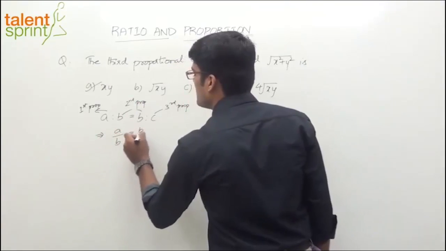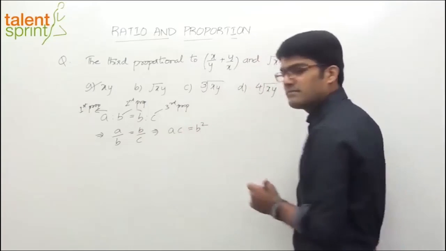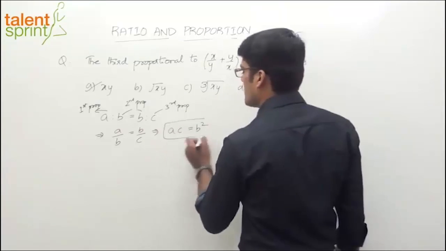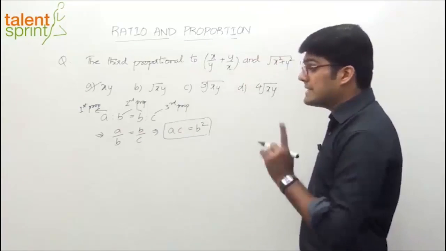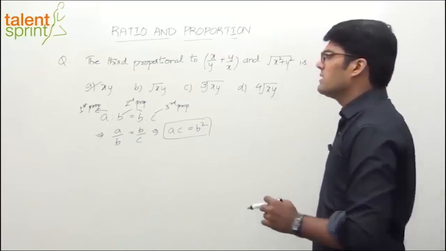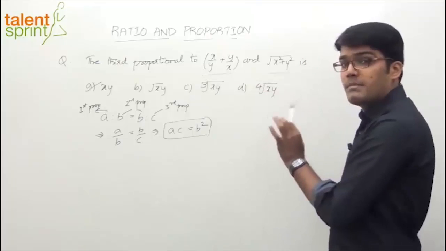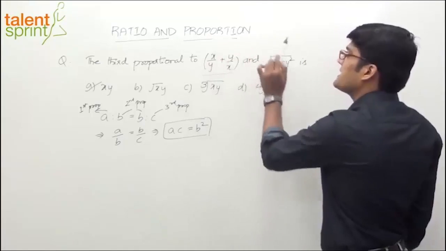Now if you take this equation in the right format, what do we get? A by B equals to B by C implies AC equals to B squared. Just remember this, AC equals to B squared. This is the equation you have to simplify. A is the first proportional, C is the third proportional, and B is the second proportional. Now substitute. Third proportional to this and this implies this is first proportional and this is second proportional, right?